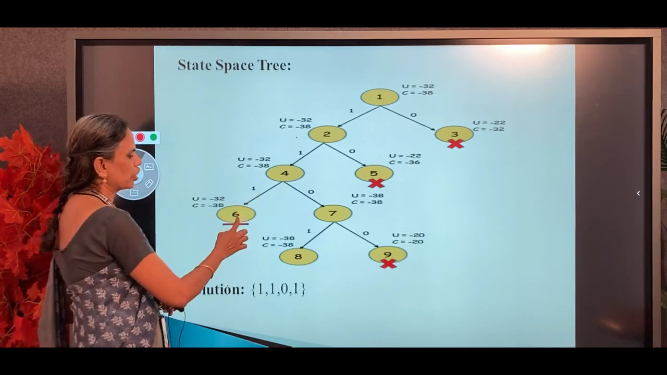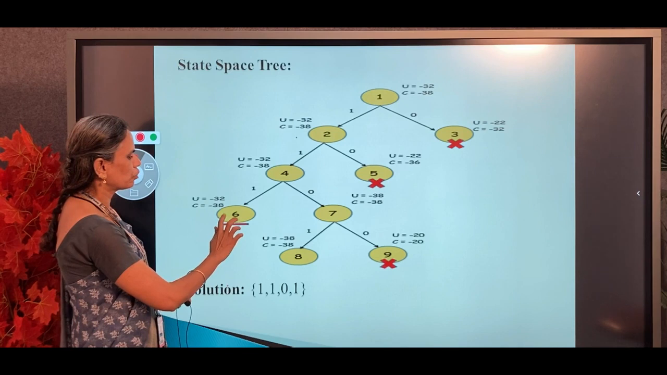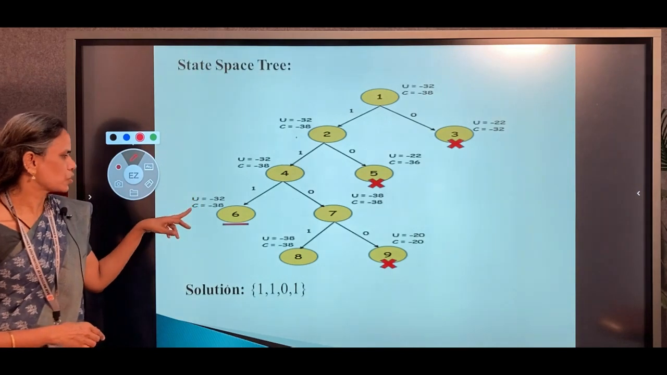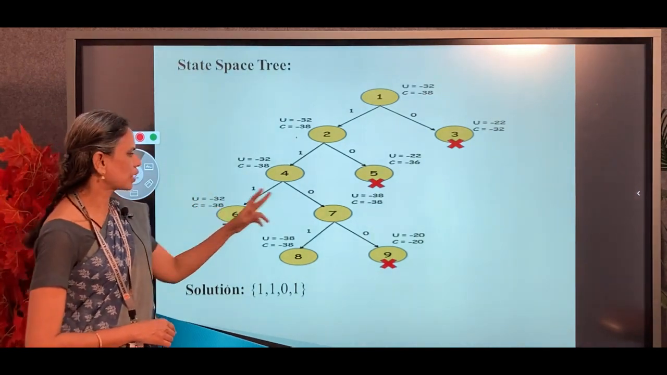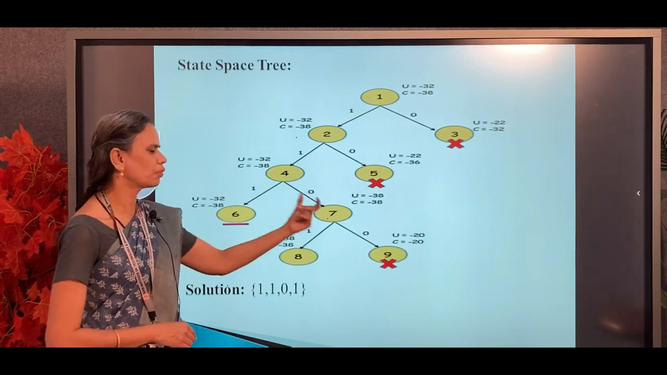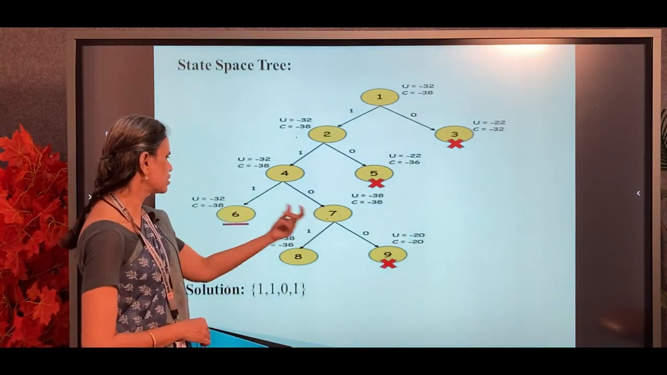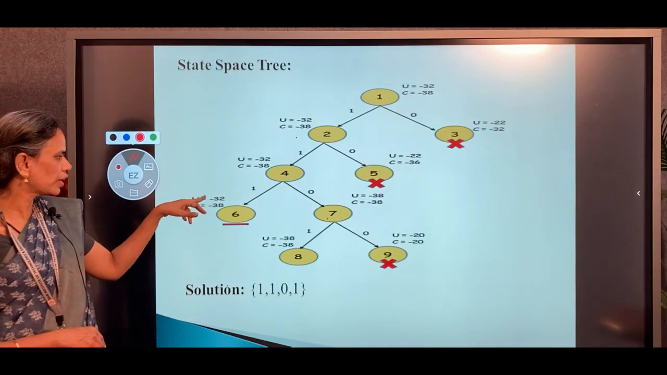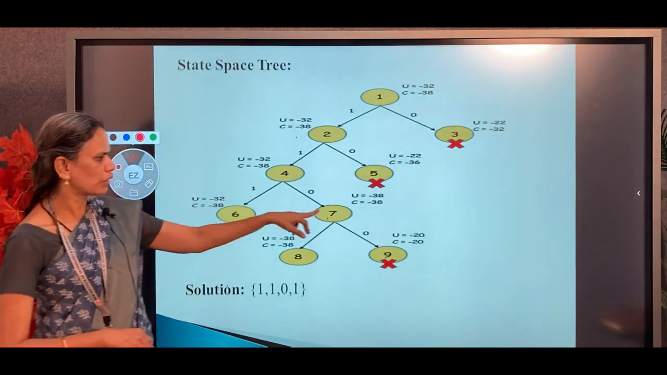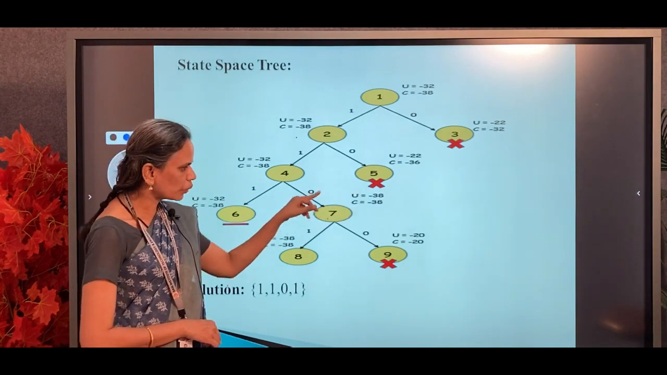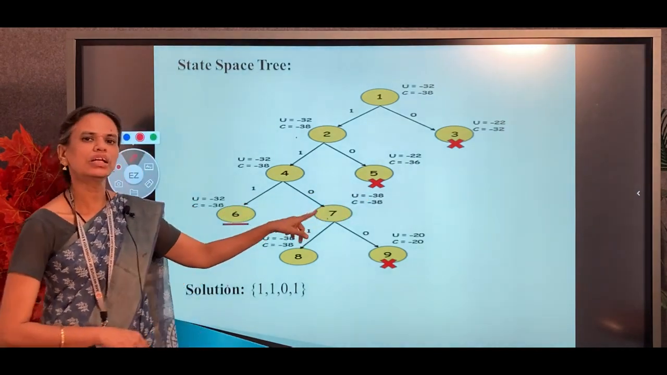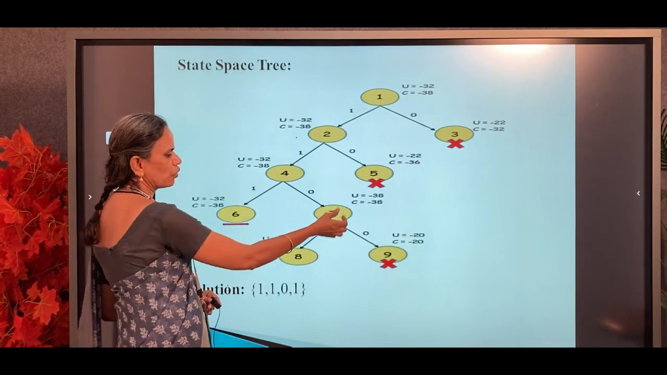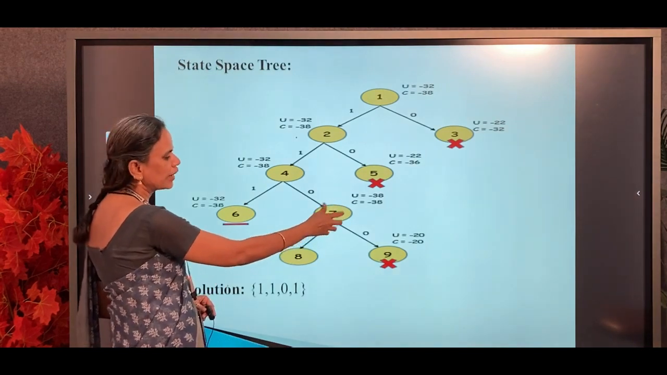Now node 4 can be expanded to node 6 and 7, and again for each and every node we have to find out the upper bound value and also the lower bound value, and compare the lower bound values of node 6 and node 7. Here both are equal. If both are equal, we have to consider the upper bound value. Here the upper bound value for node 6 will be minus 32 and node 7 will be minus 38. So which one having the lowest? Node 7 having the lowest or minimum upper bound value.